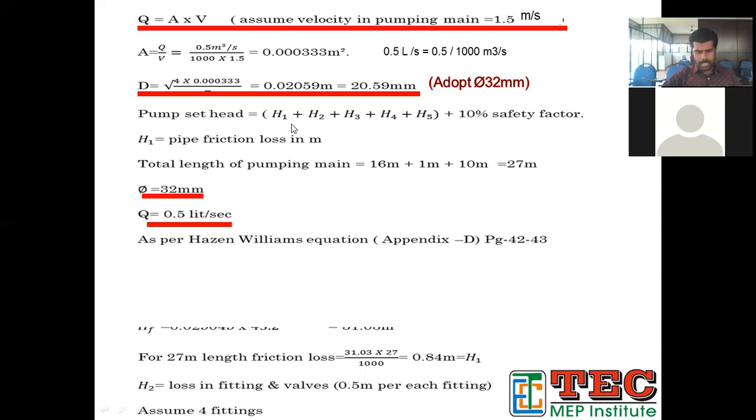H1 you can write as suction head. H2 you can write as delivery head. H3 you can write as this friction loss. Okay, and H4 you can write as fitting loss, and H5 you can write as pump head loss. Okay, all these are losses, or all these are heads. So H1 means suction head.